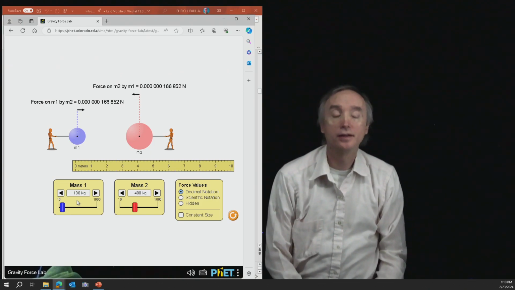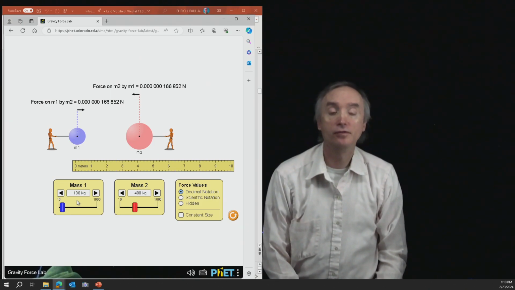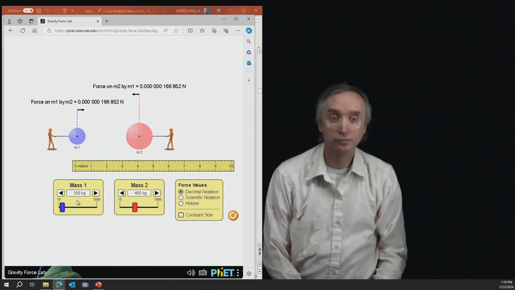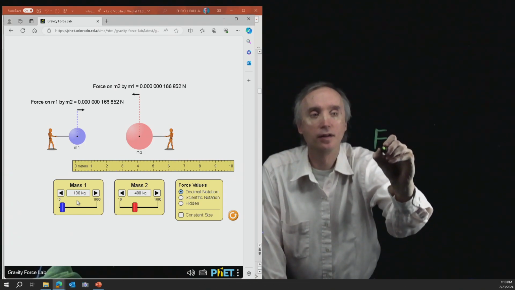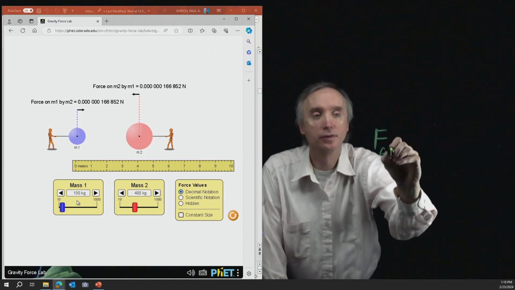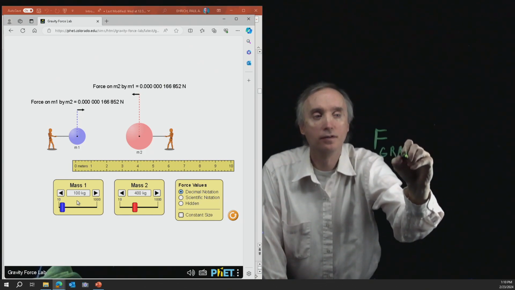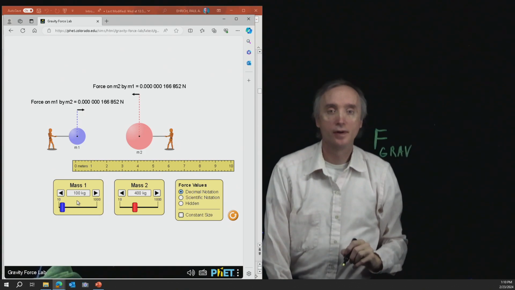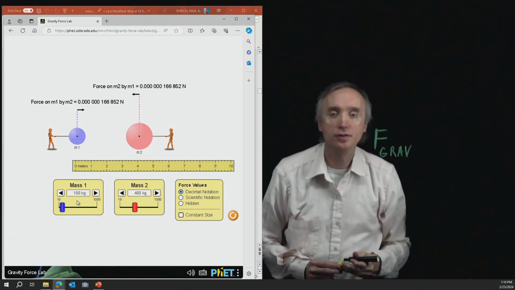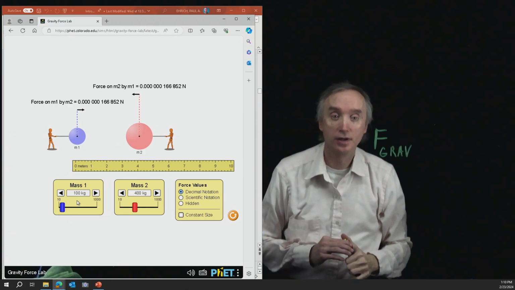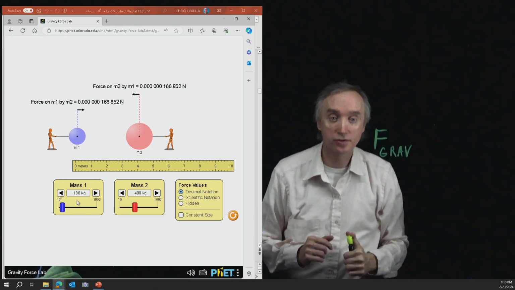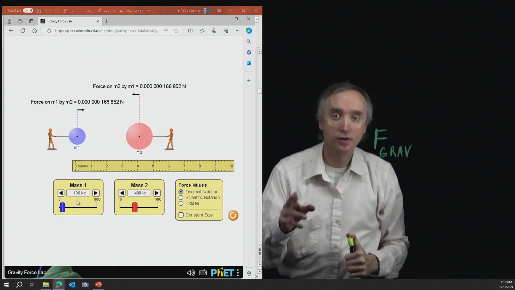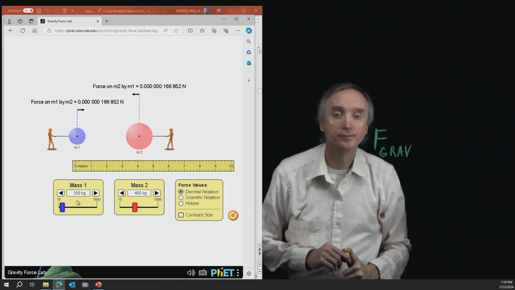Welcome back, and now we want to come up with a formula for gravity. We are going to see if we can develop conceptually this formula for the force of gravity. In order to do this, we're going to use a PhET simulation. This is the PhET simulation Gravity Force Lab. See if you can find that on the internet.